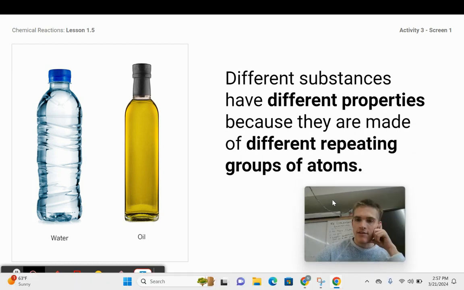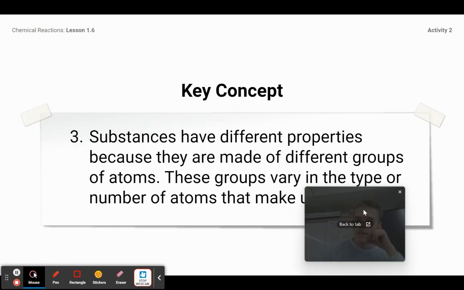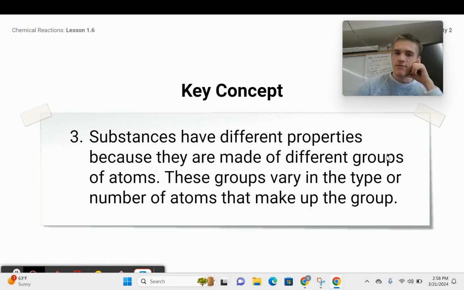Different substances have different properties because they are made of different groups of repeating atoms. So my water is different from my oil because they have different atoms inside of them. And these atoms are structured differently to create different molecules. So water molecules look different than oil molecules, which is why they have different properties. The key concept: substances have different properties because they are made of different groups of atoms. These groups vary in the type or number of atoms that make up the group.